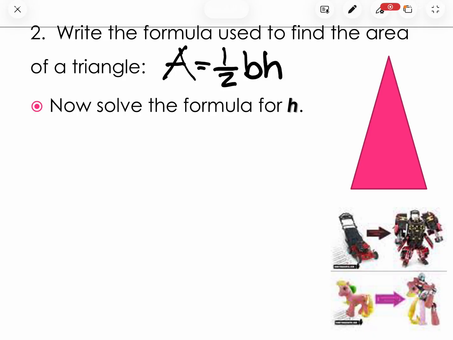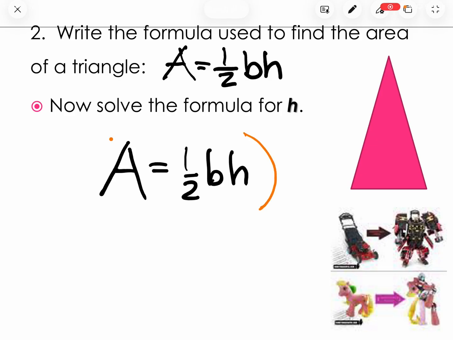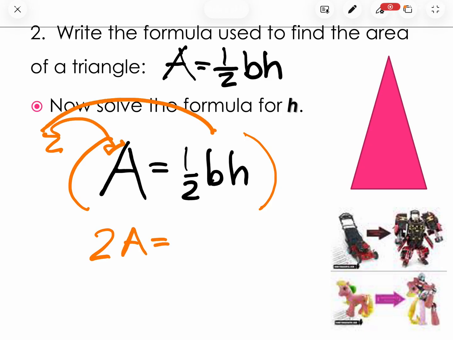Everybody good there? So how am I going to transform this one for H? Well, anytime I see a fraction, I'm going to do what skill that is becoming more and more important? Clear the fraction. So I'm going to multiply both sides by 2. Does everybody follow multiplying by 2? Yay or nay? Yeah. So I get 2A. And then I get 2 times 1/2 BH. So 2 times 1/2 cancels, and I just get BH.